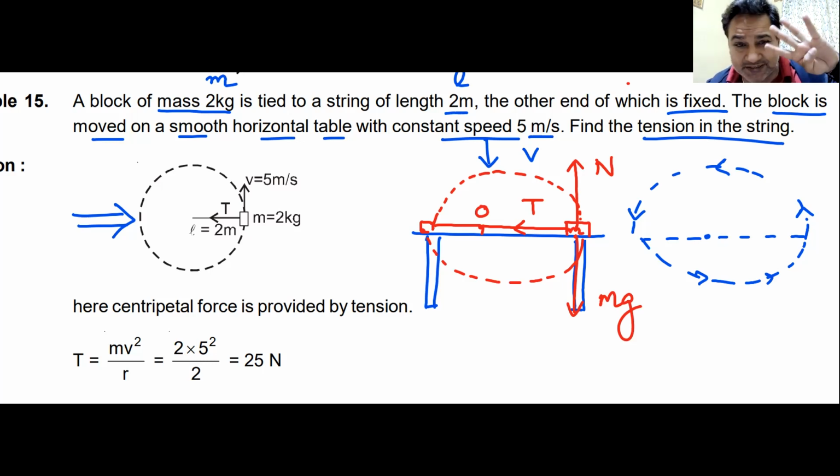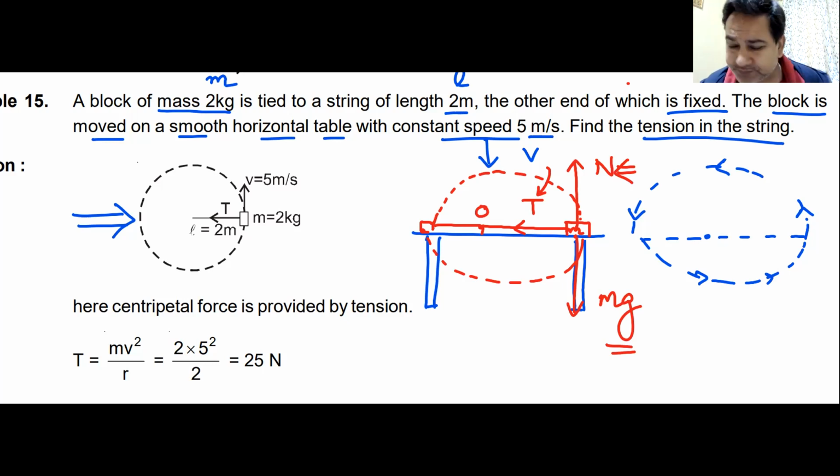There are three forces that I see here. One is tension T, the tension in the string. Number two is my normal reaction N coming from the surface of the table. Number three is my gravity always acting downwards. Now remember, there is no friction.